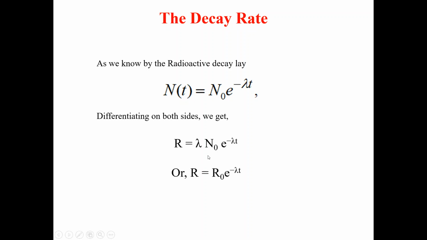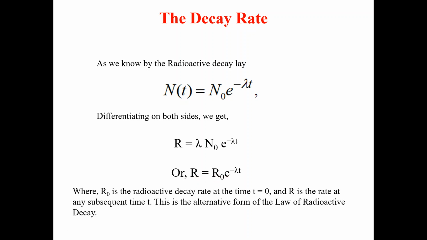Or in a more simplified form, you can write this equation as R is equal to R naught exponential minus lambda t. So what is R here and what is R naught here? Remember, R naught is the radioactive decay rate at time t equal to 0. And R is the rate at any subsequent time t.